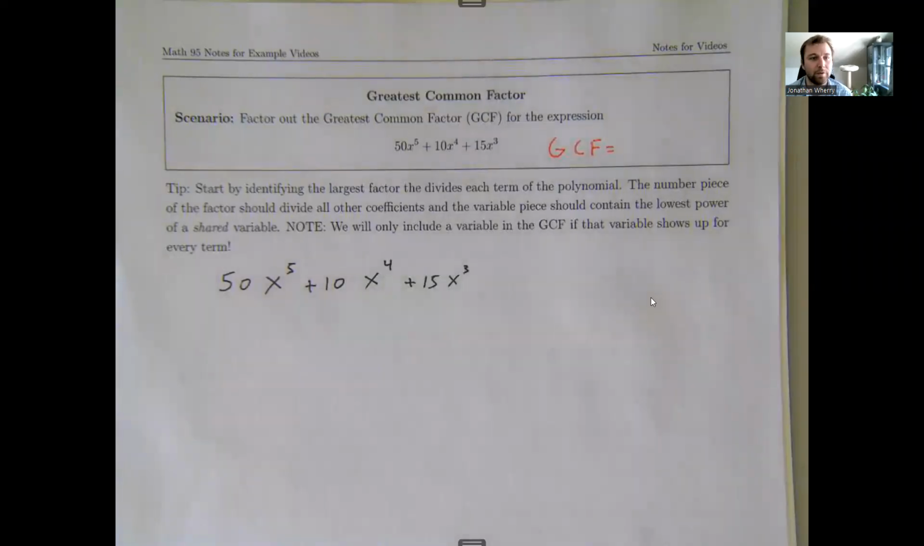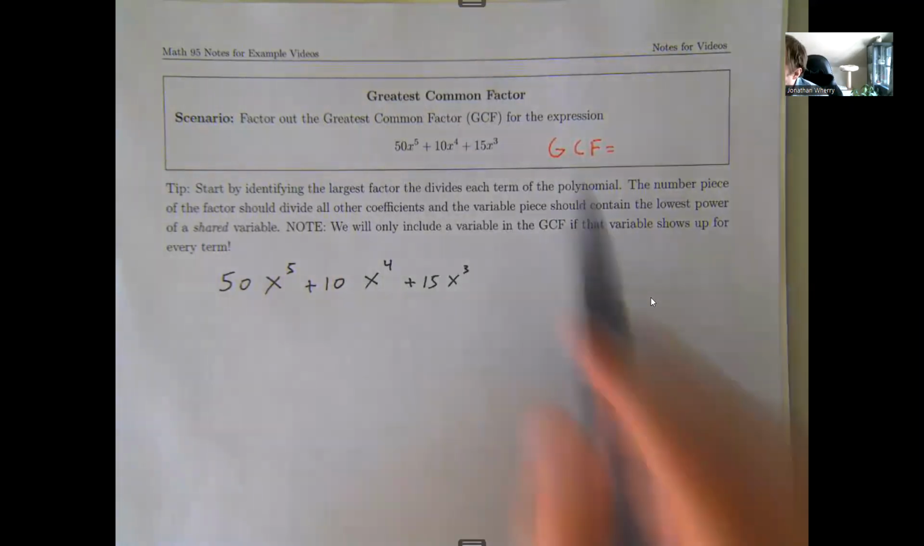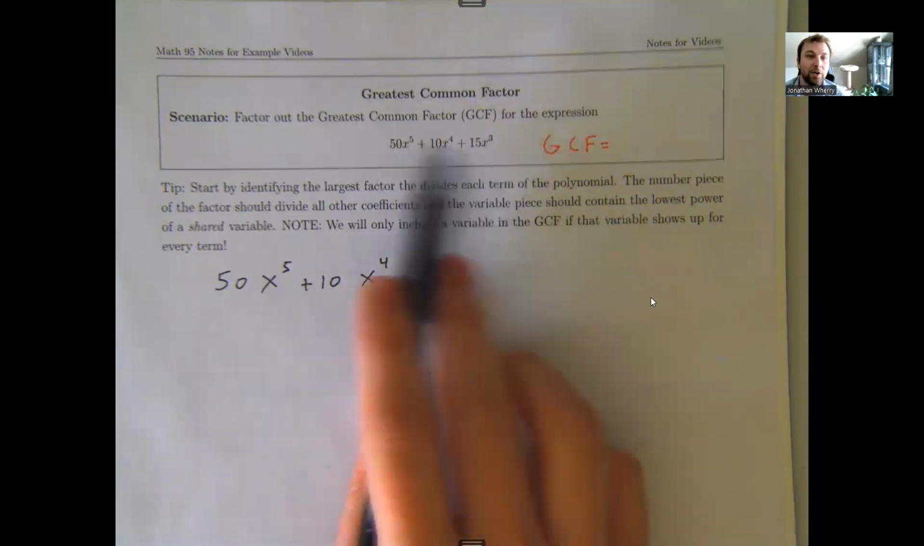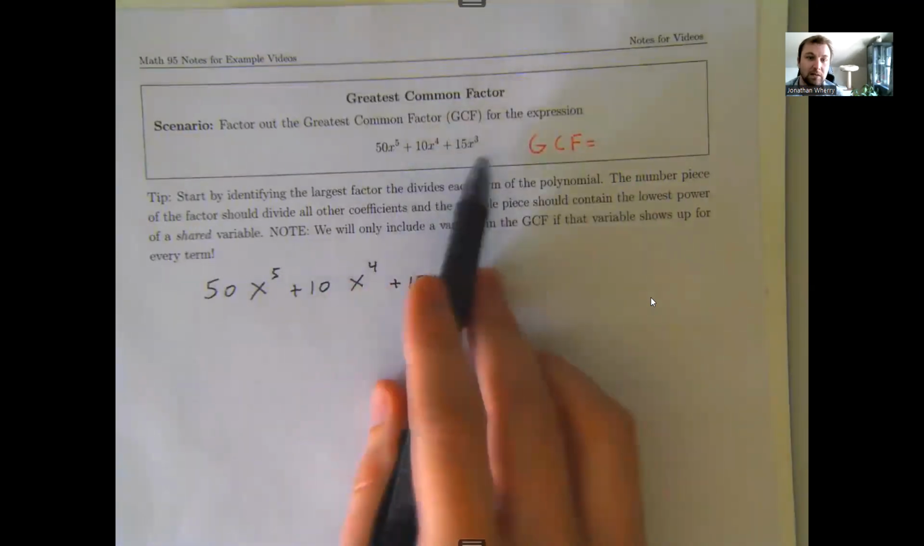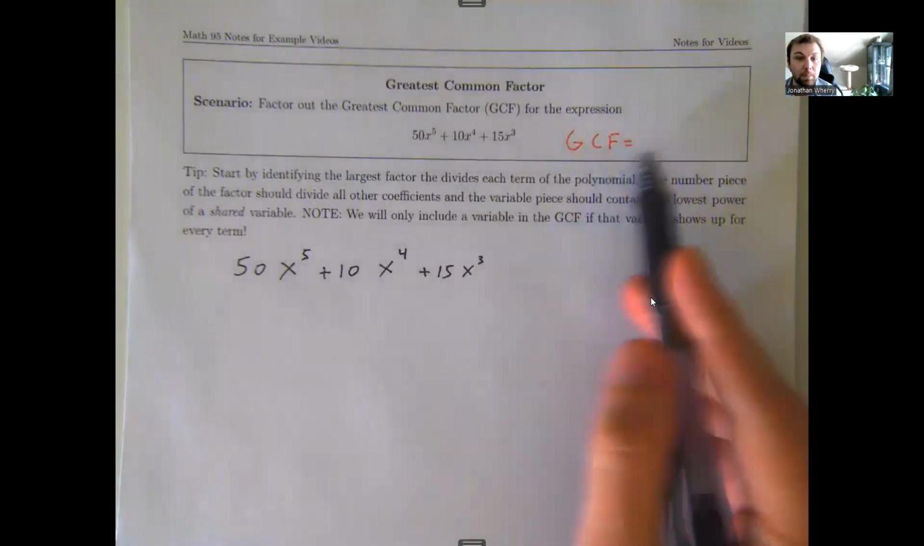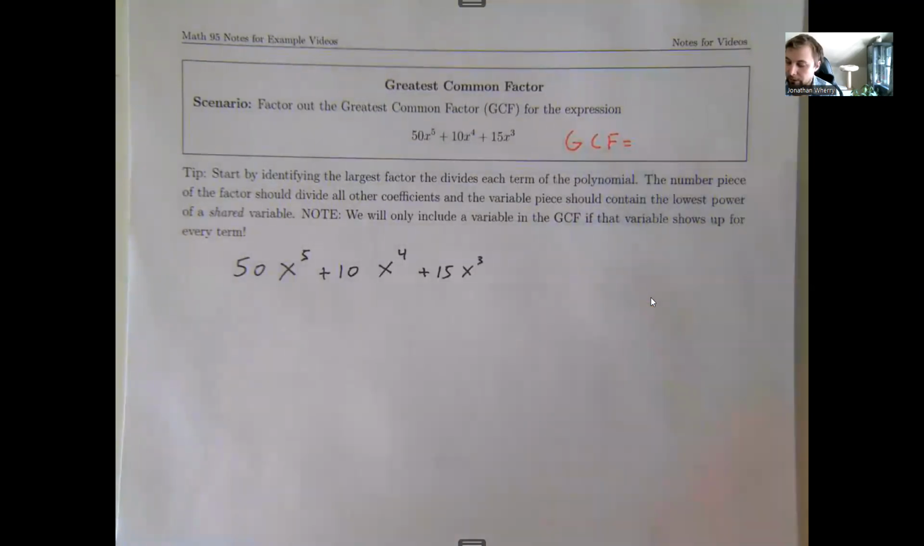Let's look at a strategy for factoring using the greatest common factor. So the greatest common factor is an expression that goes into each of the pieces and is the largest thing that goes into each of the pieces. It has two components to it. The GCF is going to have a number component and a letter component.